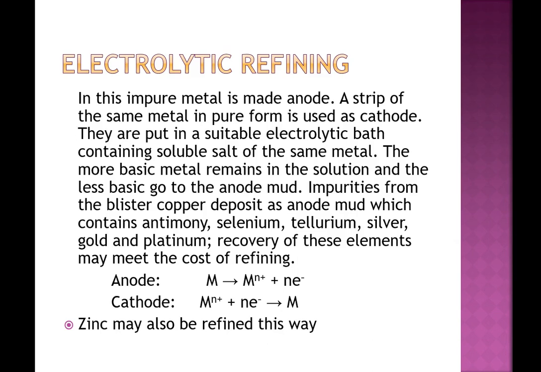And can you just imagine? The impurities present in the anode mud are antimony, selenium, tellurium, silver, gold, and platinum. So the recovery of these costly metals from the anode mud meets the cost of refining. At anode, metal will change into metal ions, whereas at cathode, metal ions will convert to metal. Zinc is also refined by this method.